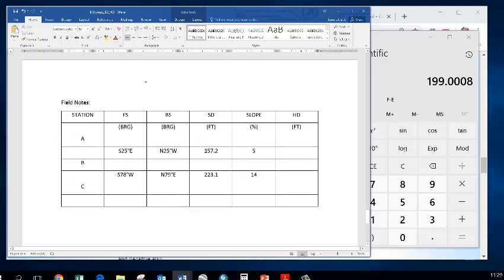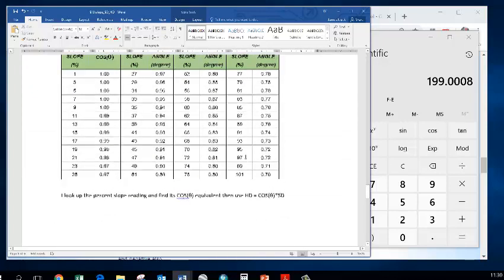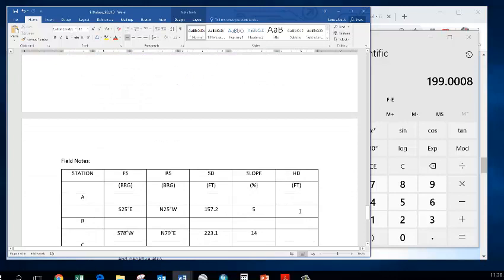So this is what your field notes would look like when you're actually doing this this week and next week when we're actually measuring our distances. So you got going from station A to B, you got a foresight and a backsight, okay? I measure a slope distance, and then I measure the actual slope between those two points, and it turns out to be 5%, right? So how do I convert that? Well, I'll find 5% on here. Oh, it's 1. So it's essentially 157.2. That's the converted, okay?